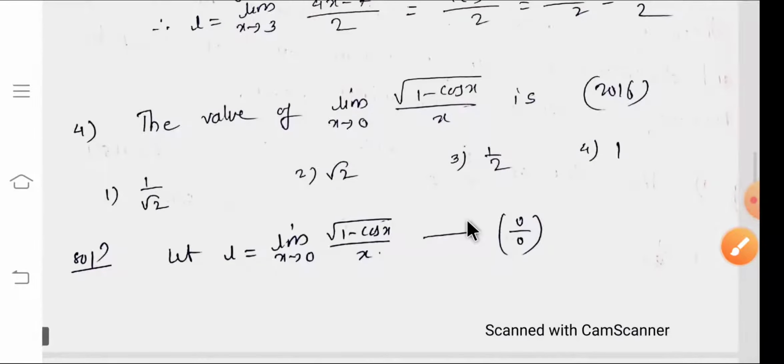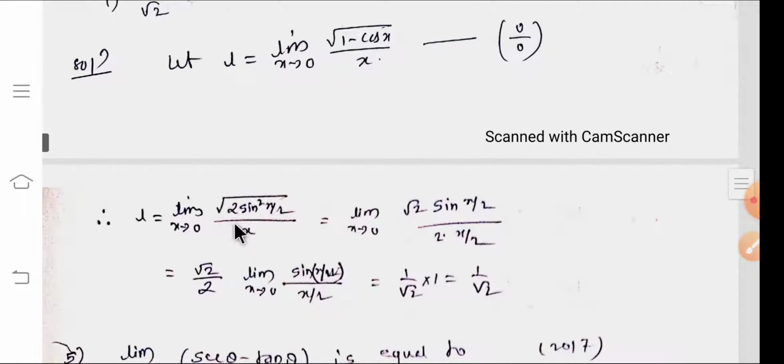Similarly, the next example: the value of limit of x tending towards 0, root of (1 minus cos x) by x is. The first option is 1 by root 2, the second option is root 2, the third one is 1 by 2, and the fourth one is 1. So here, as x tends to 0, this is again 0 by 0 form. First we have to check whether it is 0 by 0 form or infinity by infinity, that is, whether the given function is an indeterminate form or not.